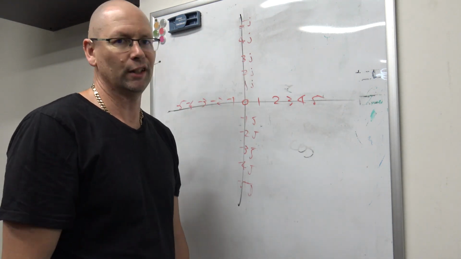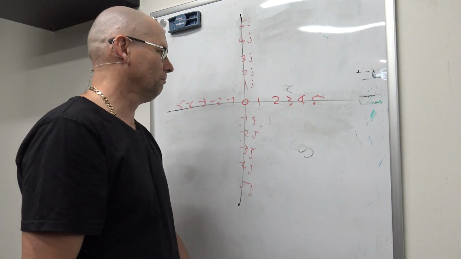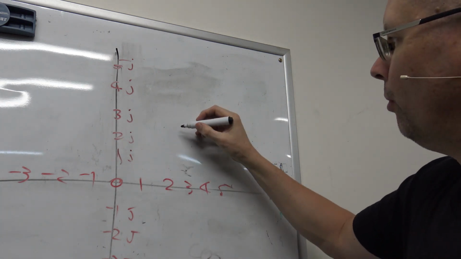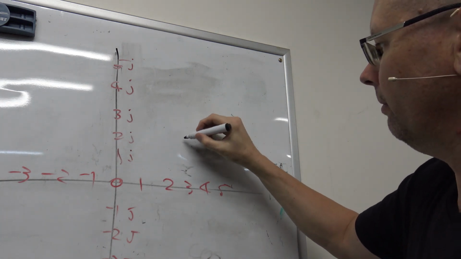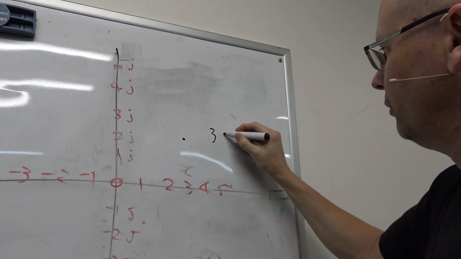That's simple. I didn't know that at school, but I failed everything at school, got expelled, never went to uni. But that's the number line. So I'll just zoom in a bit here. If you had a point, let's say that's, I don't know, there, you can see it's 3 along this way, plus 2J.